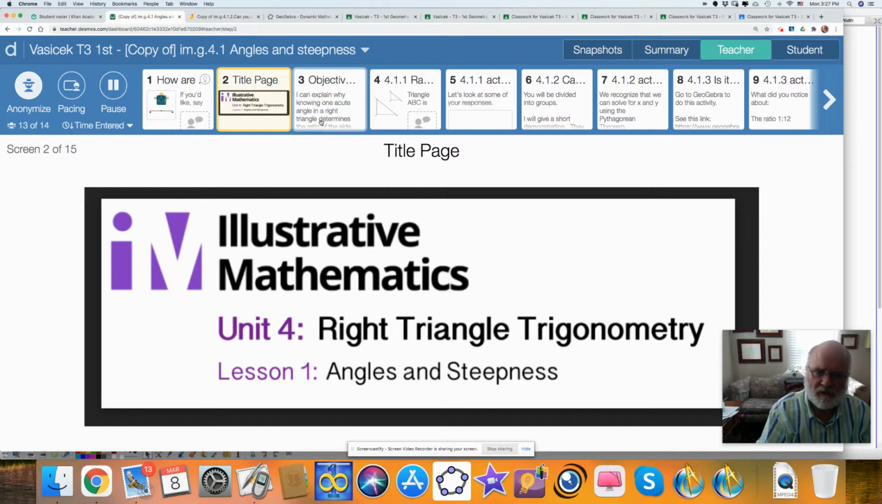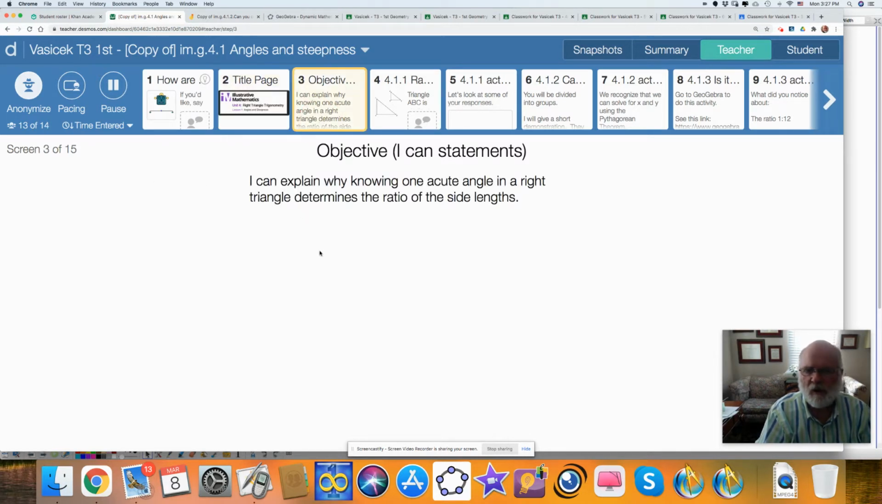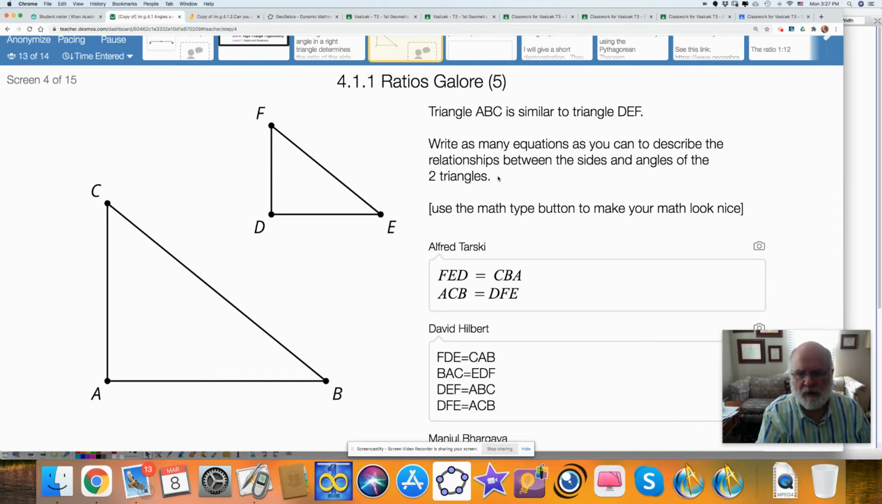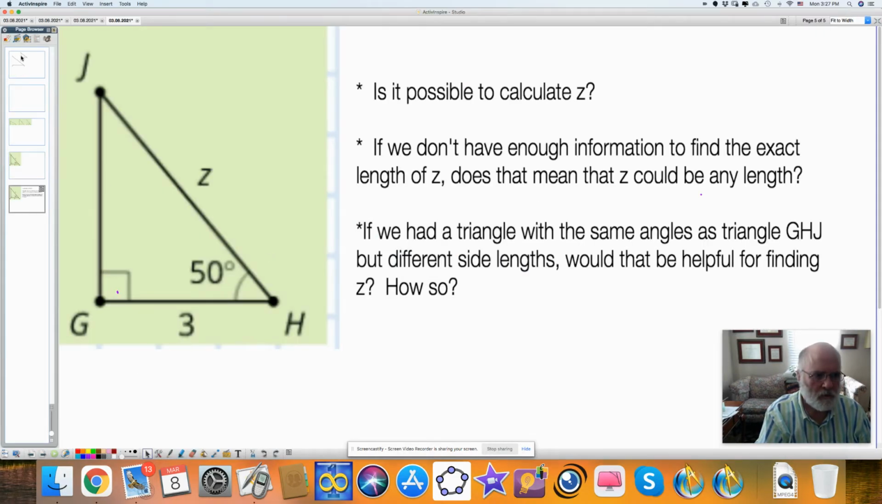By the end of the lesson, you should be able to say, I can explain why knowing one acute angle in a right triangle determines the ratio of the side lengths. That's our objective. And this first activity was to write as many equations as you can relating triangle ABC, which is similar to triangle DEF. And I would like to do that with you on my whiteboard.